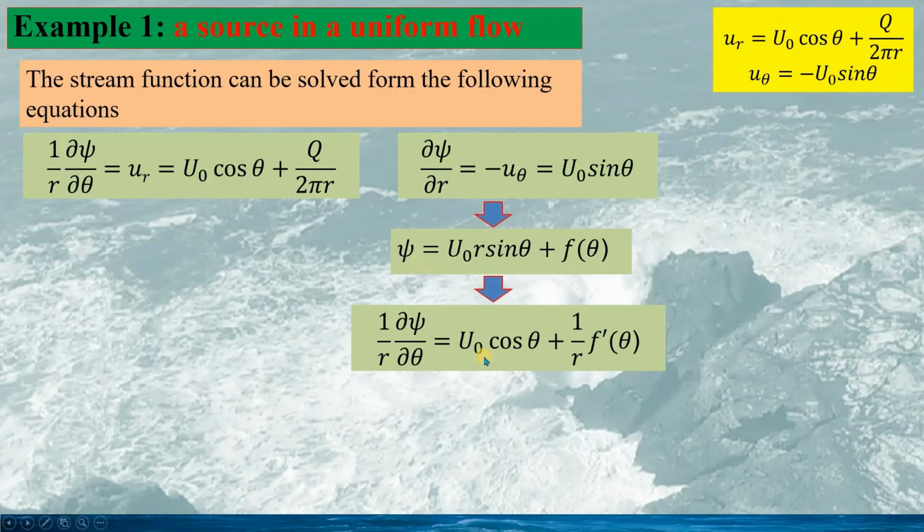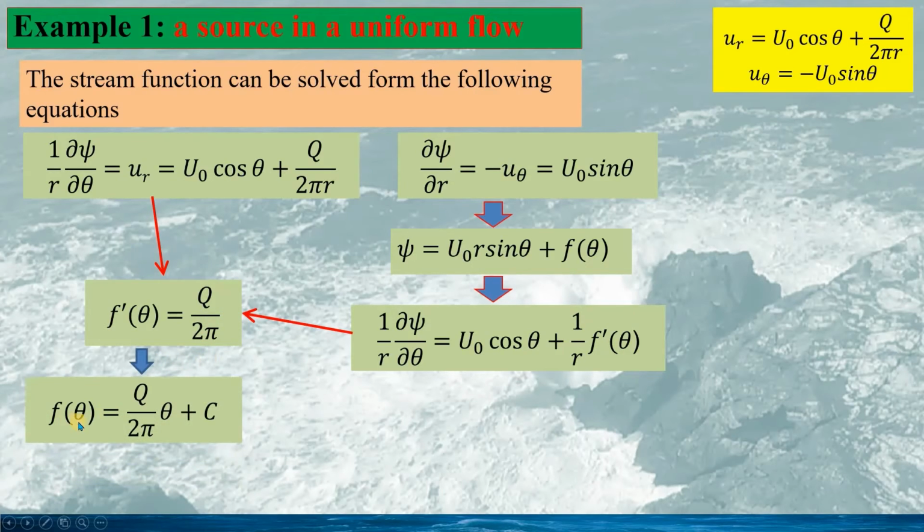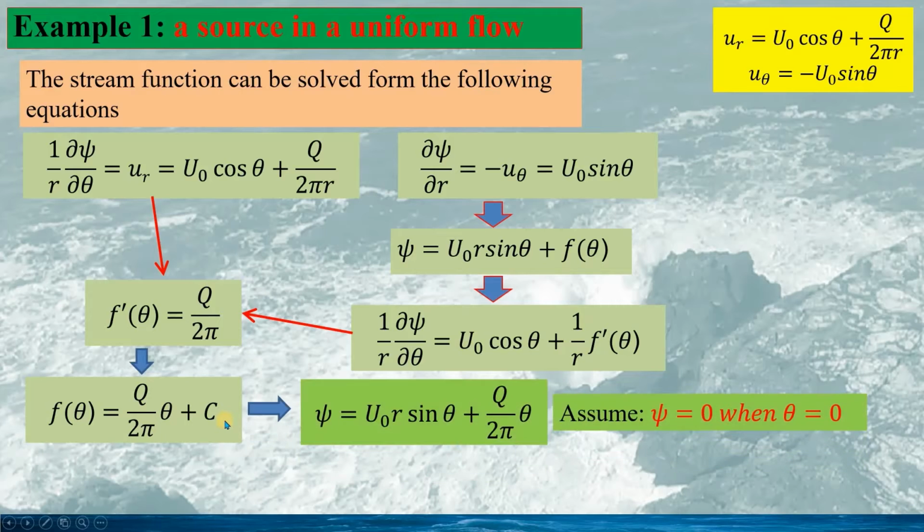From this stream function, we obtained this. And if we apply this equation, we can obtain the differentiation f prime theta equaling this constant. Therefore, f theta would be given as this. Here, c is the integral constant. Now, if we assume psi is 0 when theta is 0, then we can obtain the stream function psi given as this.